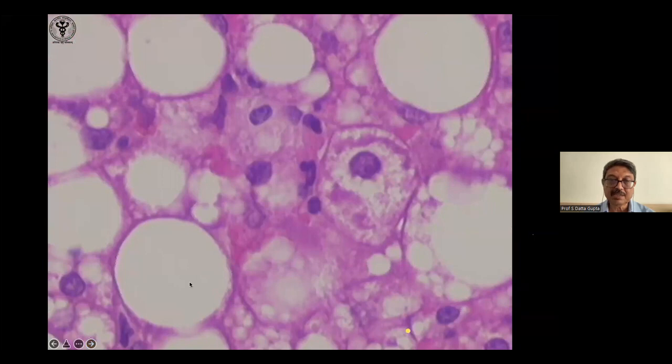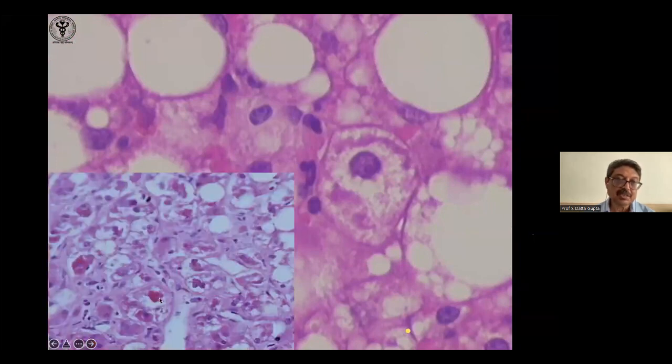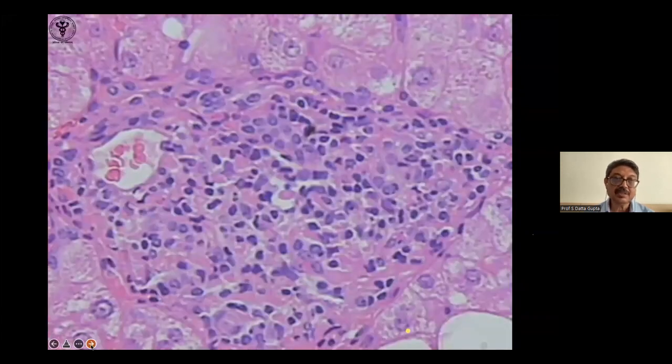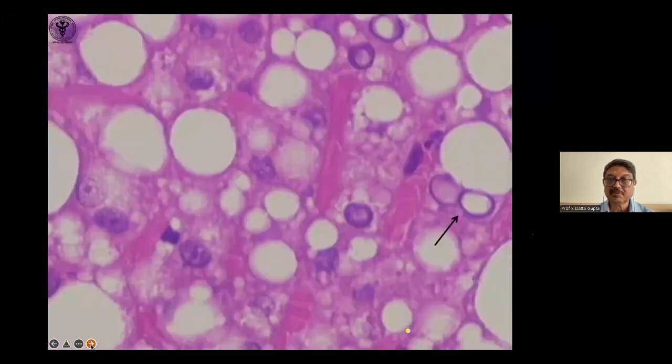You can get Mallory's hyaline, although this hyaline is nothing as extensive as in alcoholic liver disease. In alcoholic liver disease, you get more extensive, and you get a lot of neutrophilic infiltration. You can get some portal inflammation.